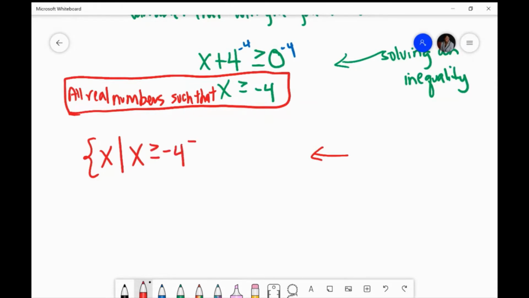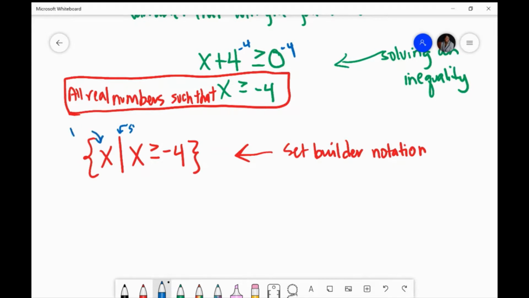All right, this right here, what notation is that? Set builder. Very nice. Set builder notation. All right, so that's when you have the braces involved, and this x right here means all real numbers, well, it's understood as all real numbers such that, that vertical line means such that, x has to be greater than or equal to negative 4. All right, if I wanted to put this in interval notation, would anyone know how to write this answer in interval notation?